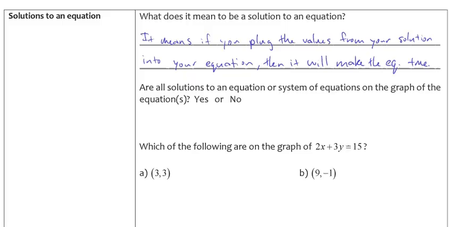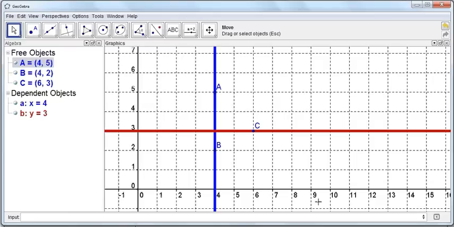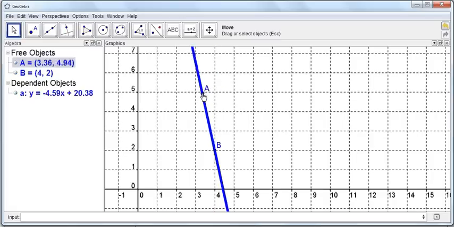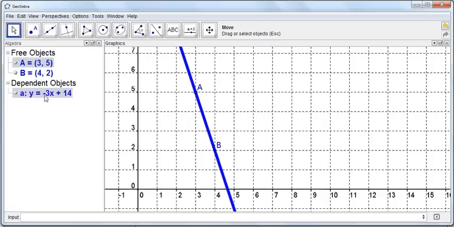In other words, here are our lines from earlier when we were dealing with perpendicular lines. I'm going to delete that one, but here's an equation of y equals negative 3x plus 14. Are all the solutions to this equation on this line? And the answer is yes, they are.